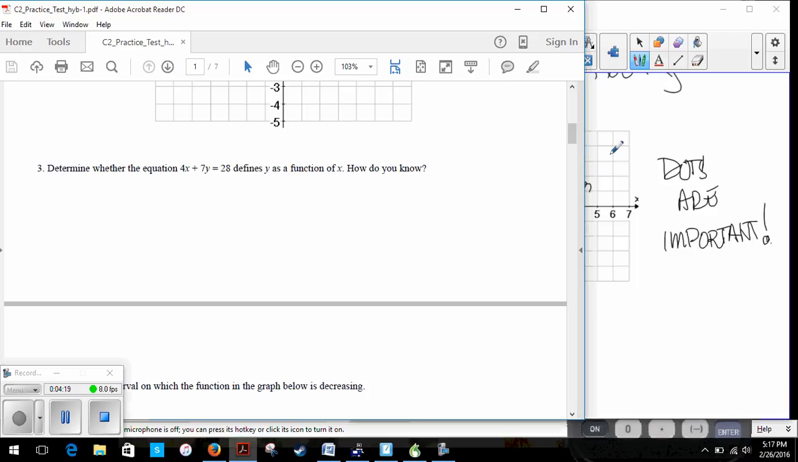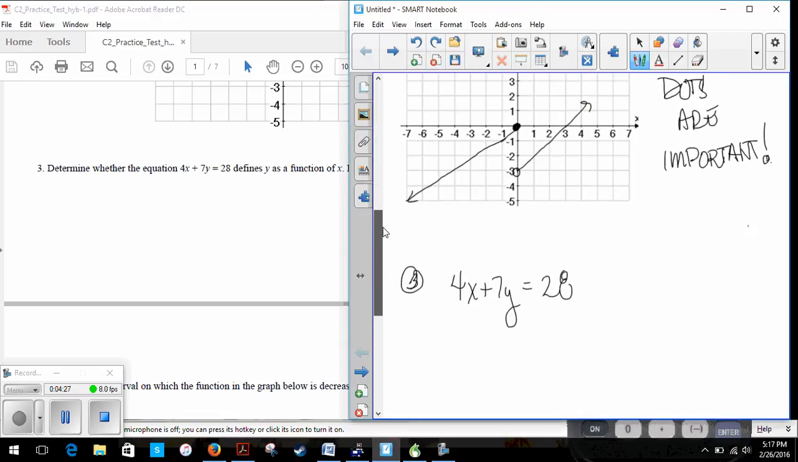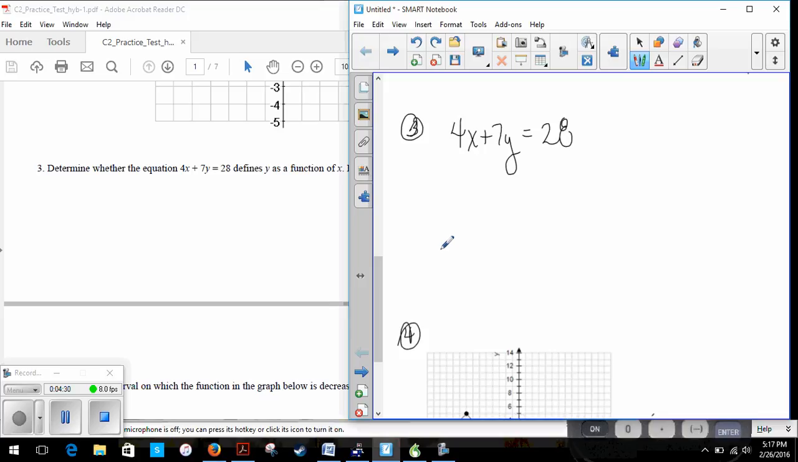Determine whether the equation 4x plus 7y equals 28 defines y as a function of x, and how do you know? There's a few different ways that you can do this. The easiest way is most likely to set this equal to y equals an expression, so that way we can go ahead and plug it into the calculator. So I'm going to bring the 4x to the other side, and then I'm going to divide everybody by 7, so that I get y equals negative 4/7 x plus 4.